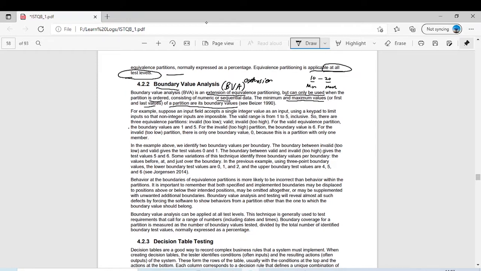For example, suppose an input field accepts a single integer value as input, using a keypad to limit input so that non-integer inputs are impossible. The valid range is from 1 to 5. So here the valid range is 1 to 5. This is your minimum boundary value, and this is your maximum boundary value, both inclusive.